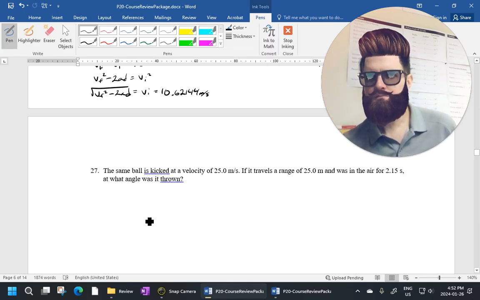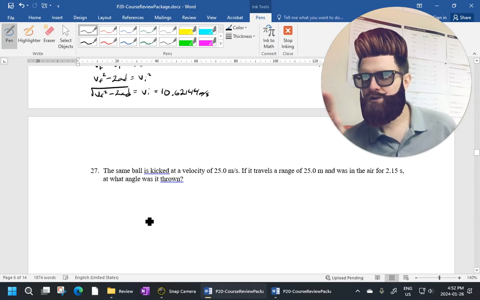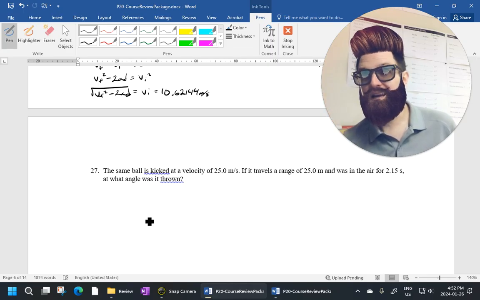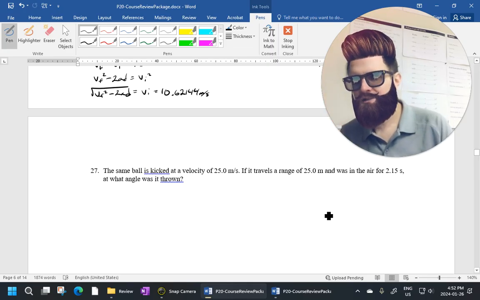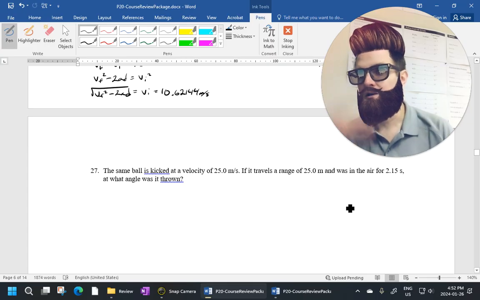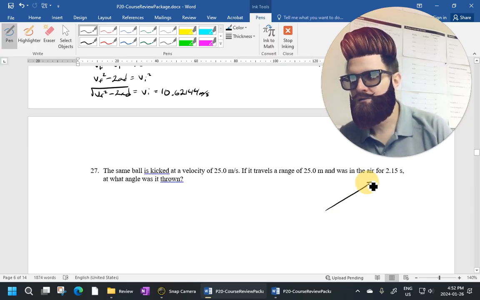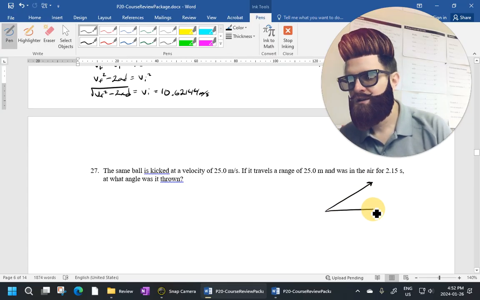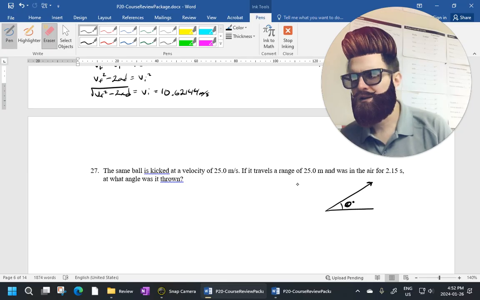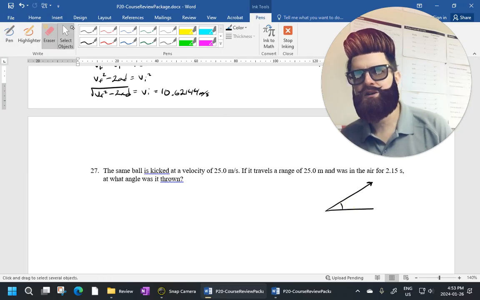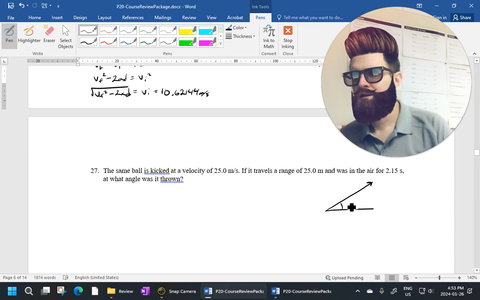Okay, the same ball is kicked at a velocity of 25 meters per second. It travels for a range, is in the air. What angle was it thrown at? Okay, so it doesn't matter if it's the same ball at all. It's just a ball kicked at some angle, which I don't know. For some reason I'm putting zeros instead of question marks in some things here. Been doing it all day. So here I don't know what this angle is, right?